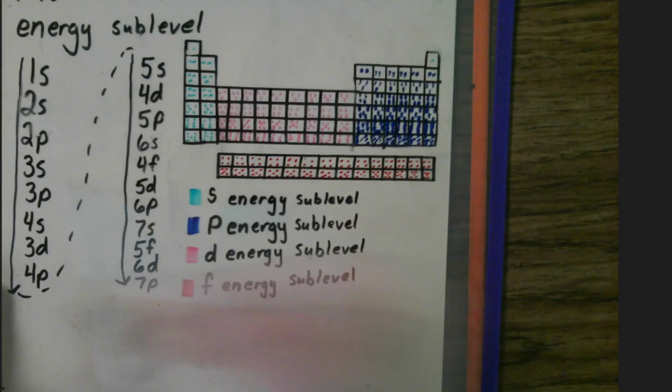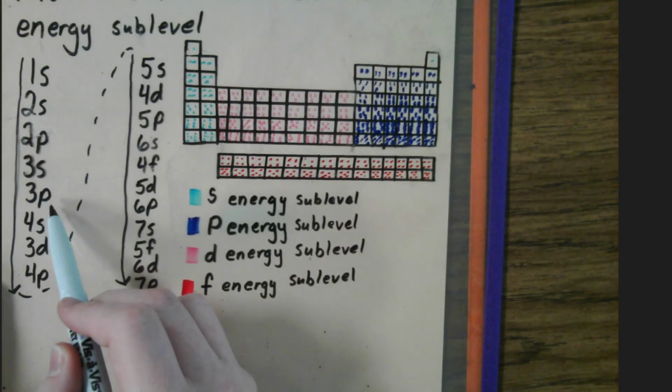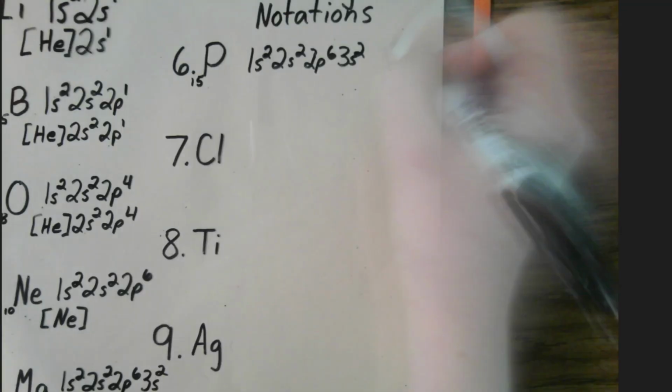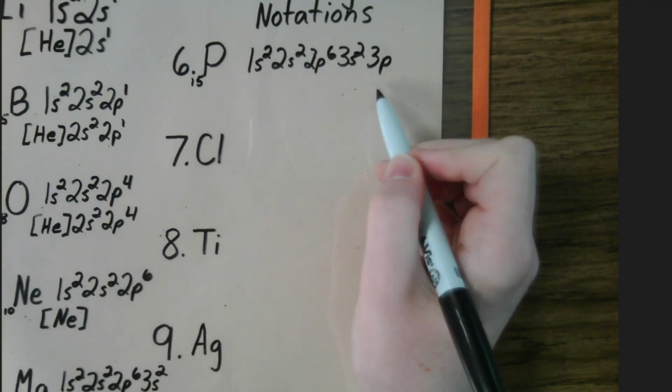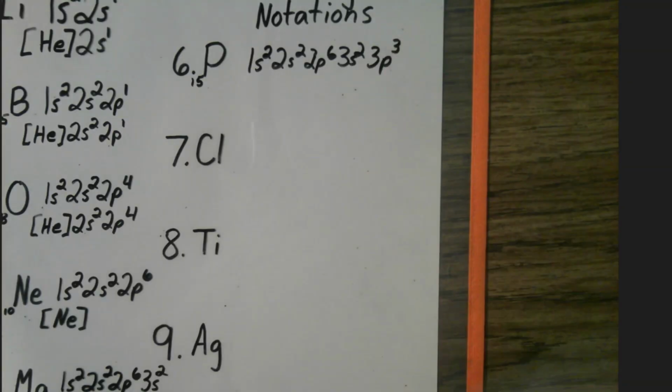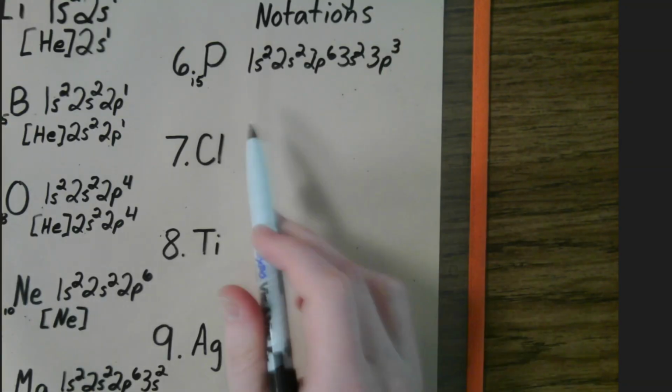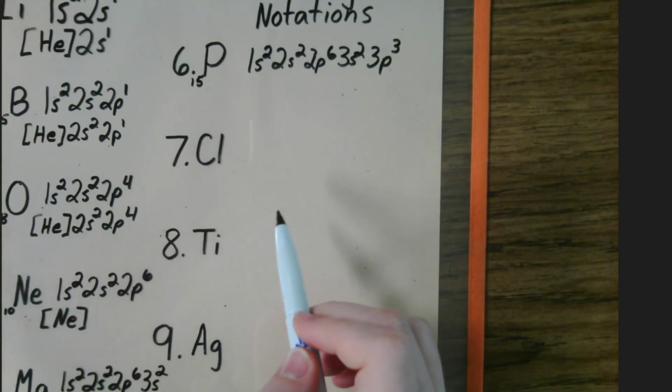After 3s is going to be 3p. So this next one, 3p. We've currently got 12 and we need to get to 15. So we only need to put 3 electrons there. So there's our electron configuration for that one.